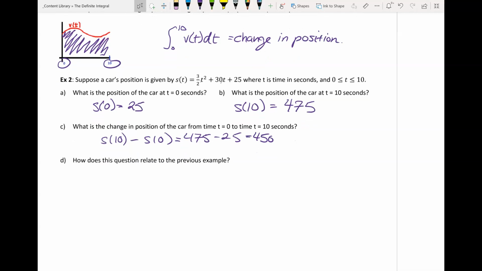So how does this question relate to the previous example? Okay, well, let's just summarize what we were just saying before. We know that if we take the integral of our velocity equation, we will get our displacement. In other words, the change in position.